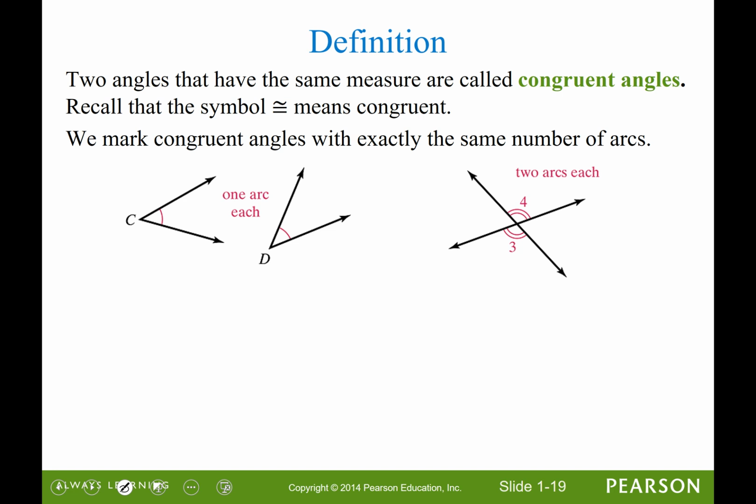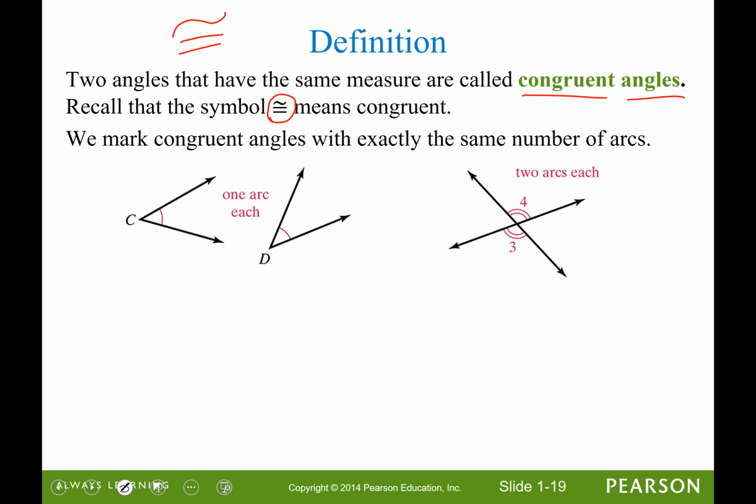Two angles that have the same measure are called congruent angles. This is very similar to two segments that have the same measure. Those are called congruent segments. So recall from the congruent segments definition, this symbol right here is what we use for congruent. I like to think of it as an equal sign, so equal measure, but it has this additional part right there above, denoting congruency.